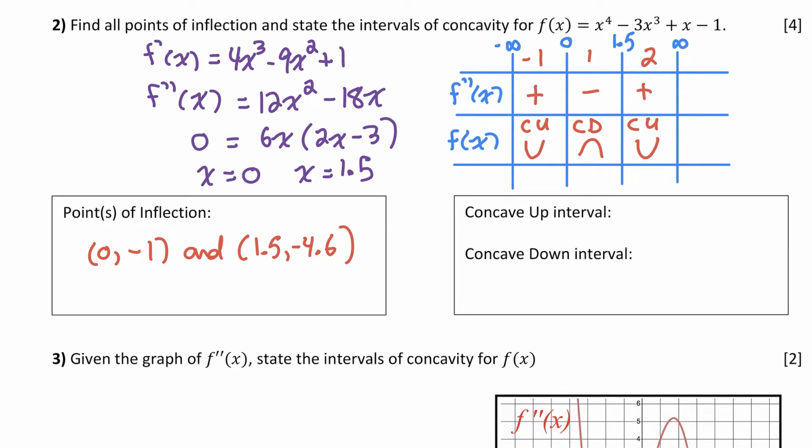I can also state the intervals of concavity based on my chart. I know that the function is concave up in the interval between negative infinity and 0, and also from 1.5 to infinity. And it's concave down in the interval between 0 and 1.5.